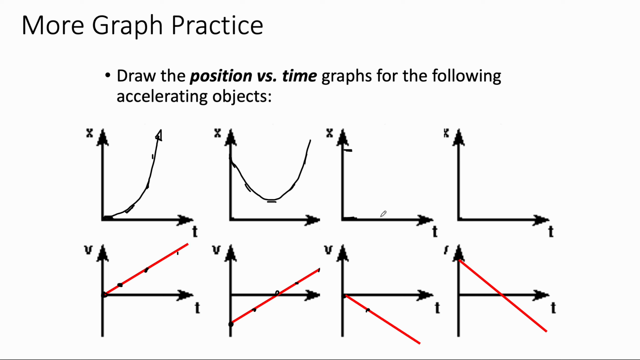Starts out at 0 slope, because the velocity is 0. Then the slope is going to become a little bit more negative. Then the slope is going to have to become even more negative. And the slope is even more negative. What's the shape on this one? Something like this.